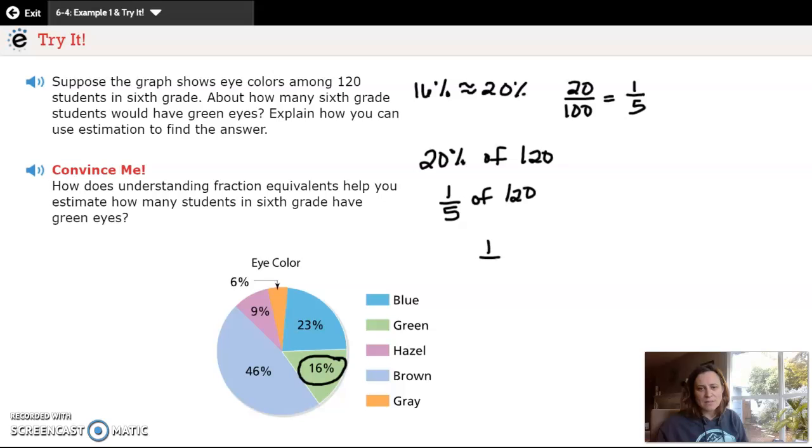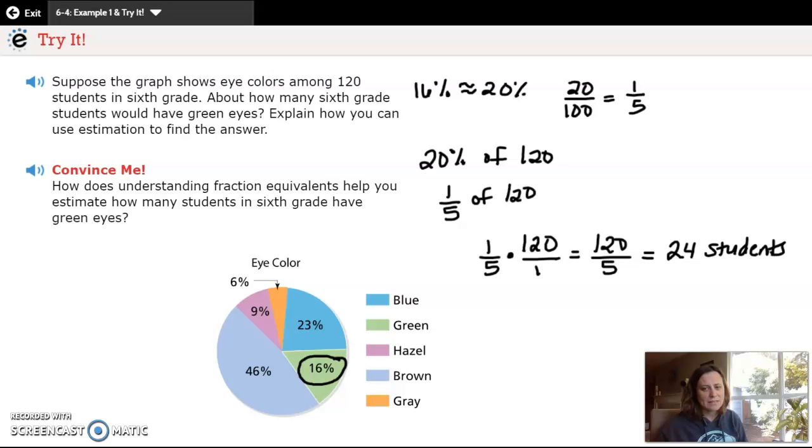Again, of means times. So we're going to change the word of to times. We're going to put down 120. We're going to make it look like a fraction, because we know that multiplying fractions is the fastest thing to do in fractions. 1 times 120 is 120. 5 times 1 is 5. And 120 divided by 5, I think, is 24. So approximately 24 students have green eyes.